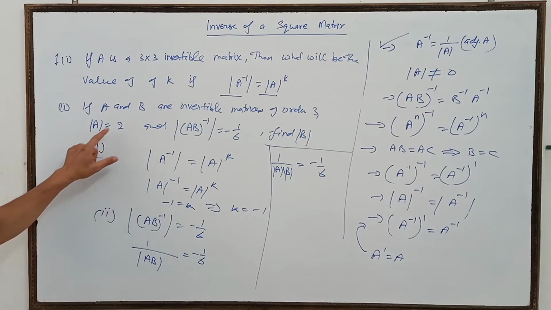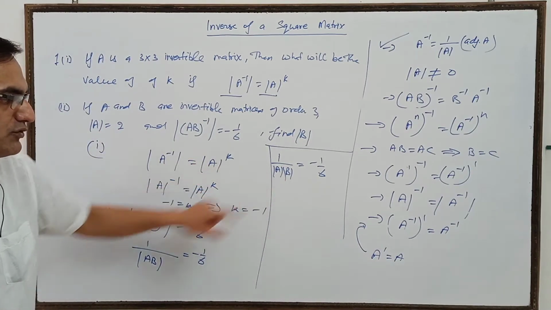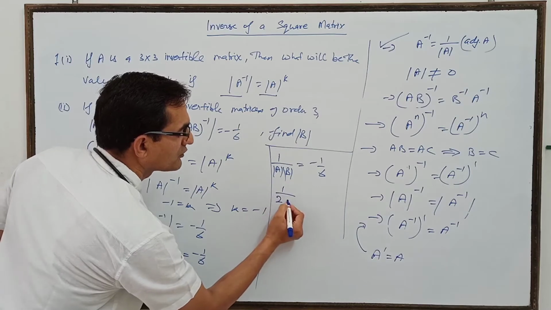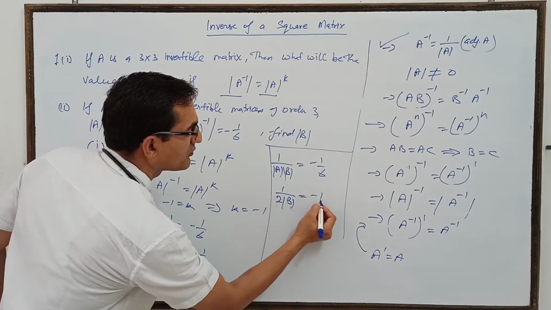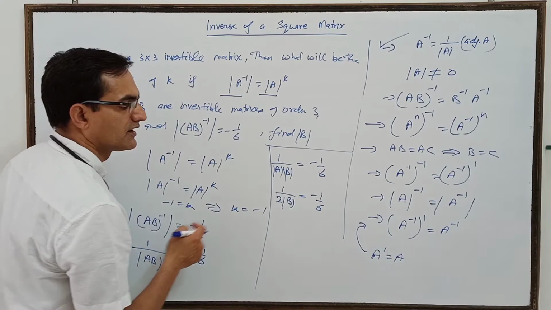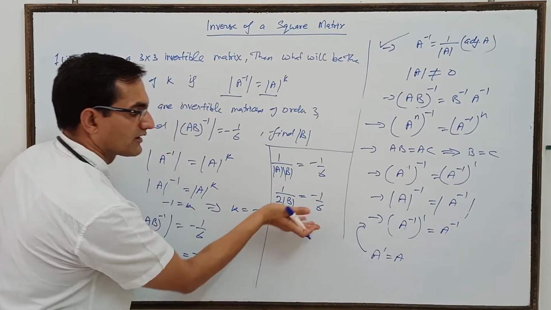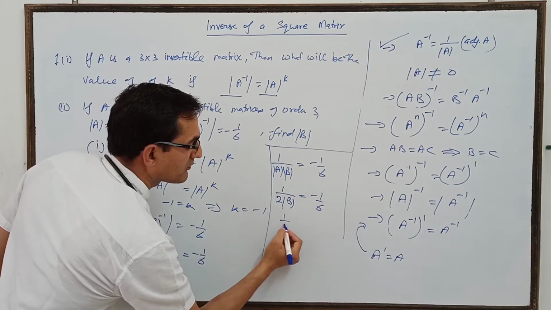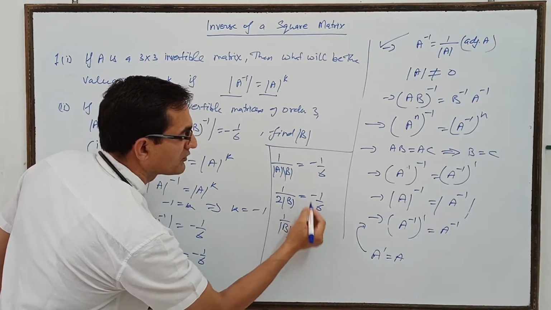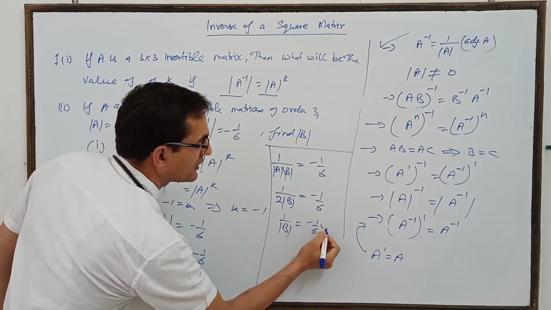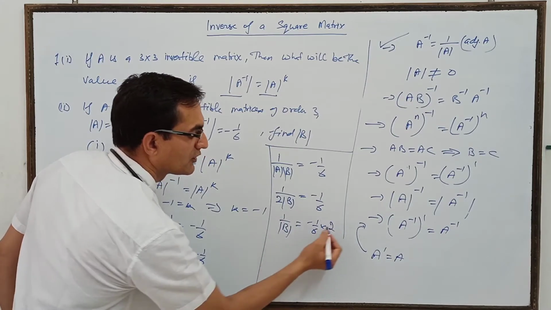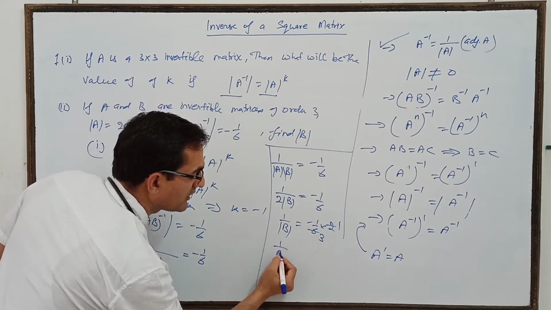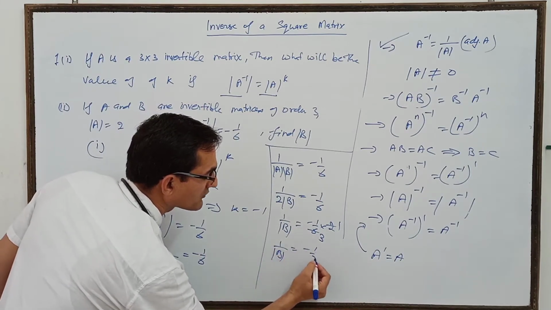Put the value of determinant of A. Determinant of A is equal to 2. So 1 by 2 into determinant of B is equal to minus 1 by 6. Now take the reciprocal on both sides, or take 2 to the other side. 1 by determinant of B is equal to minus 1 by 6 into 2. 2 ones are 2, 3 threes are 3. Now 1 by determinant of B is equal to minus 1 by 3.